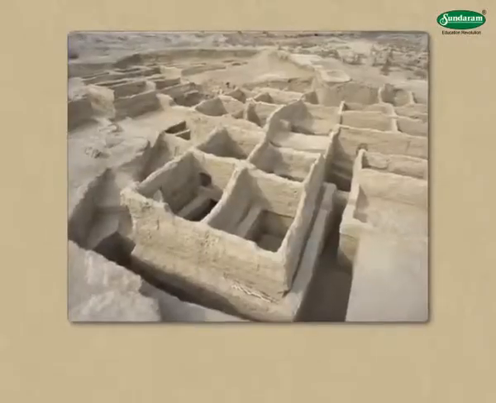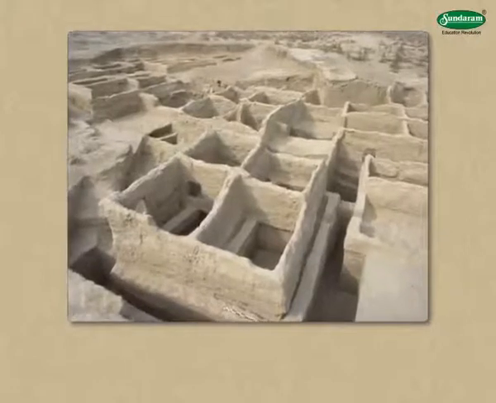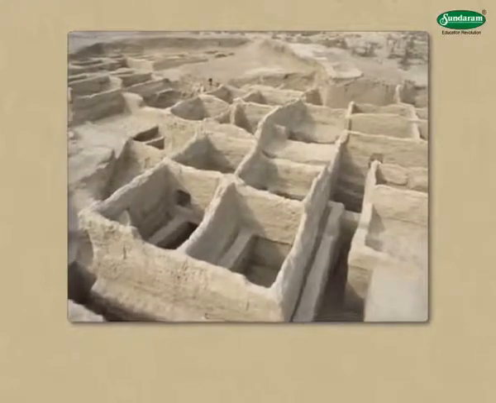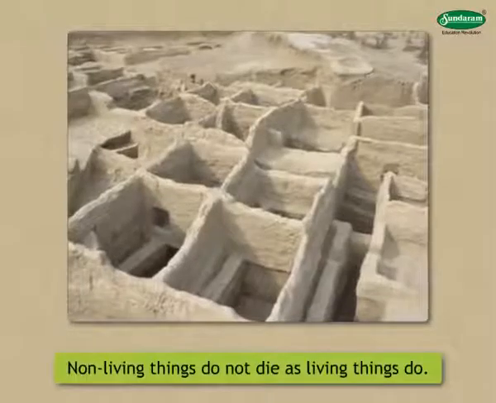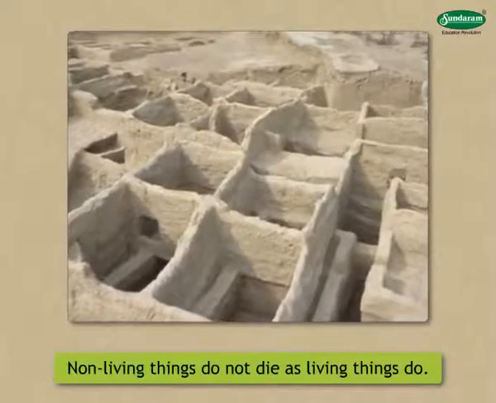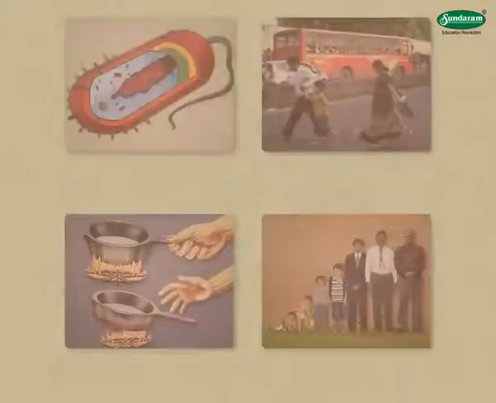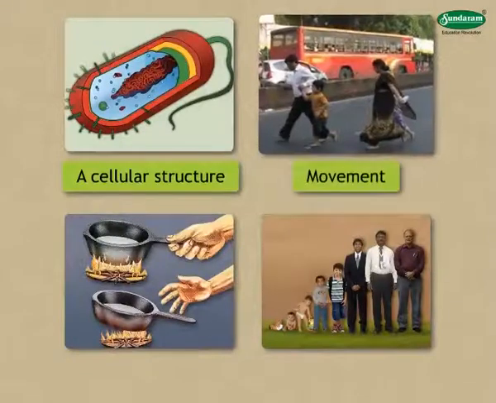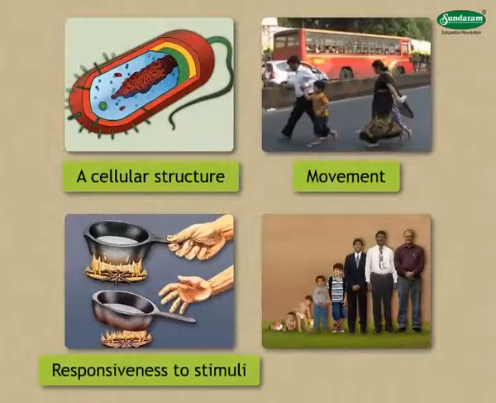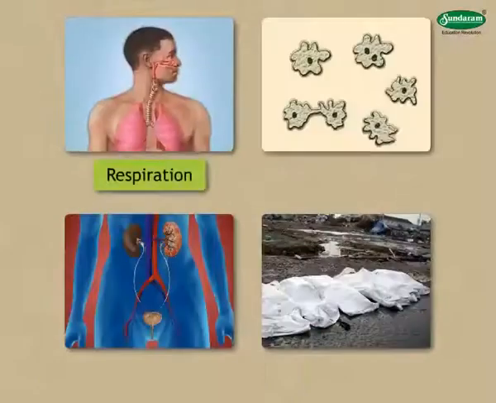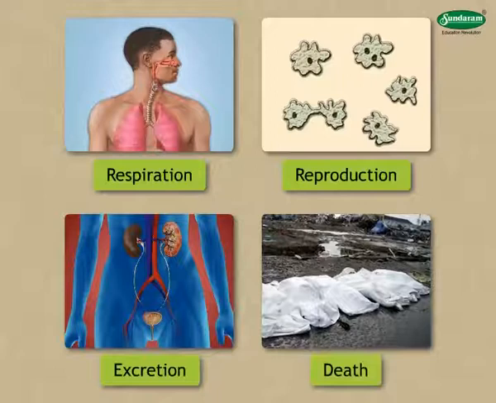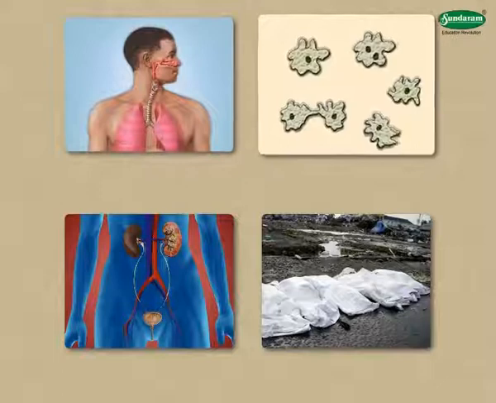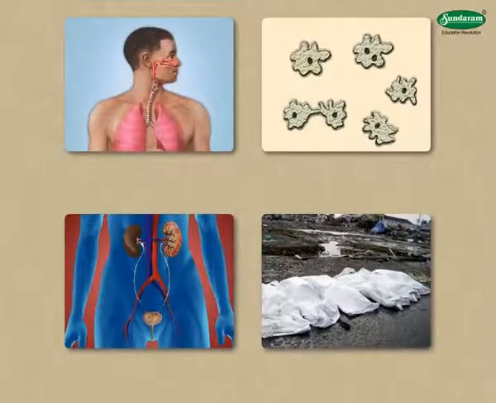We see some buildings which were built centuries ago. However, the people who built them are no longer alive. In other words, non-living things do not die as living things do. A cellular structure, movement, responsiveness to stimuli, growth, respiration, reproduction, excretion, and death are the main characteristics of living things. These characteristics are not found in non-living things.